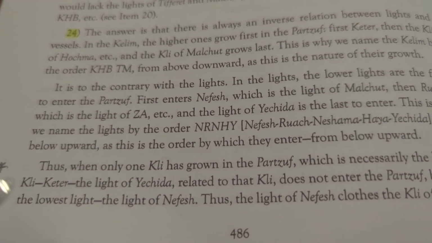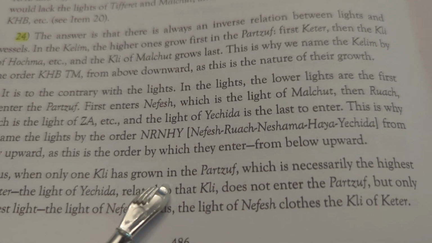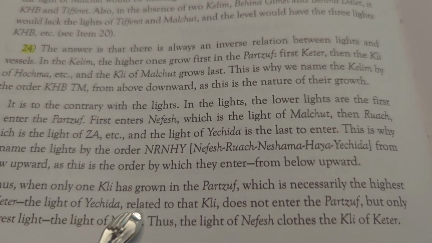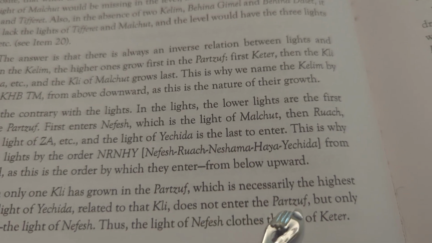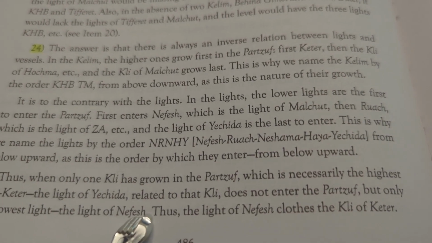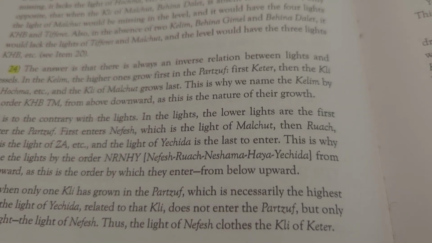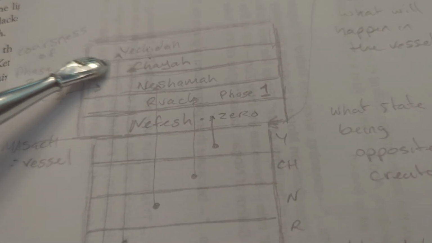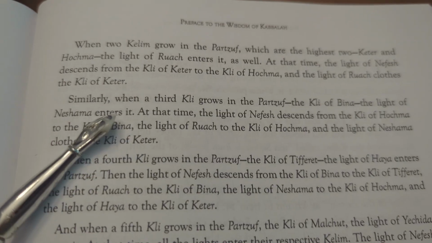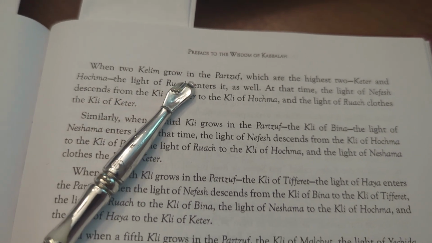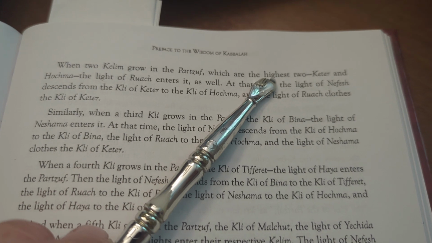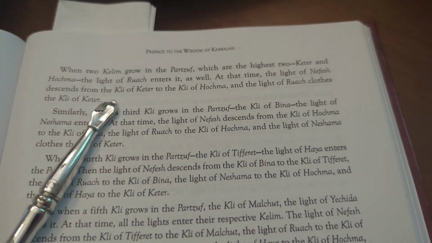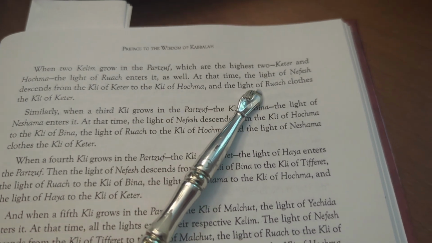And so, further explaining, it says, thus, when only one Kli has grown in the Partzuf, which is necessarily the highest Kli, Keter, the light of Yechida related to that Kli does not enter the Partzuf, but only the lowest light, the light of Nefesh. So it says, thus the light of Nefesh clothes Keter. This is what it's saying here. And so when the two Kelim grow in the Partzuf, which are the highest, Keter and Hochma, the light of Ruach enters it as well. At this time, the light of Nefesh descends from the Kli of Keter to the Kli of Hochma, and the light of Ruach clothes the Kli of Keter.